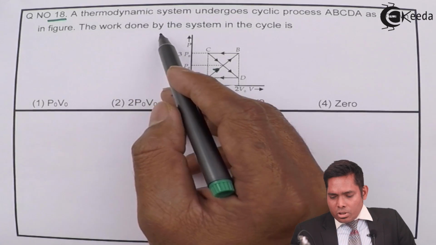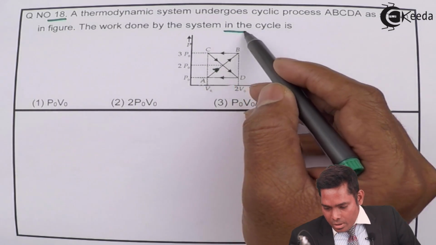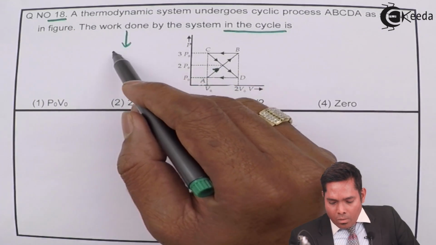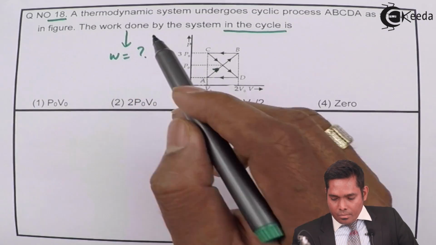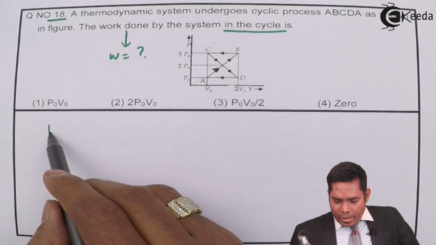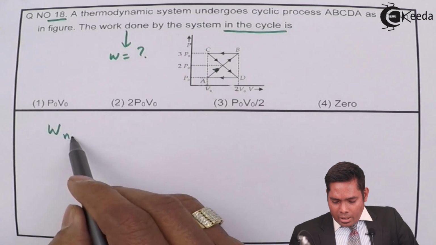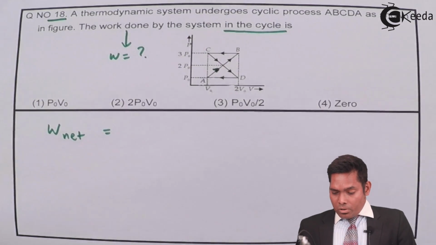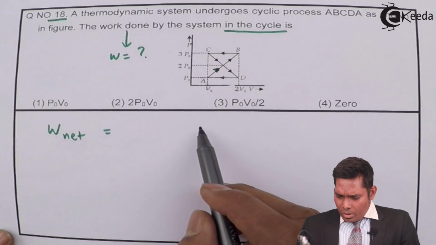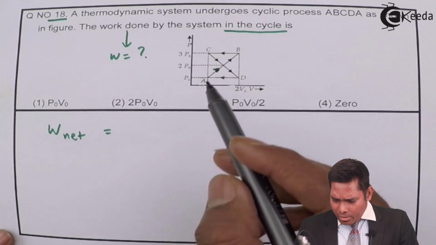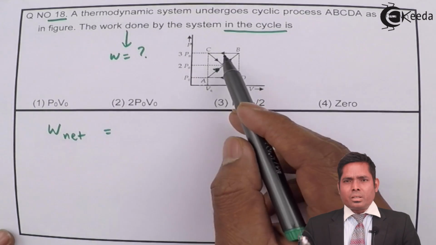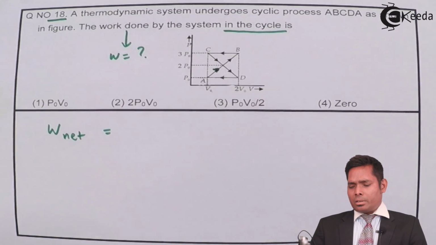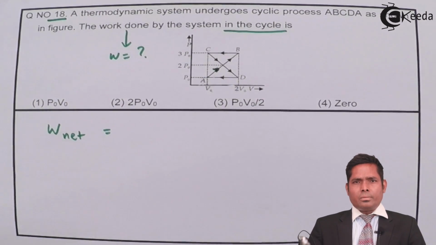The work done by the system in the cycle is. So to find the work done, basically we are interested in finding the net work done during this process. You can see one thing: in a cyclic process, the work done is the area under the curve.